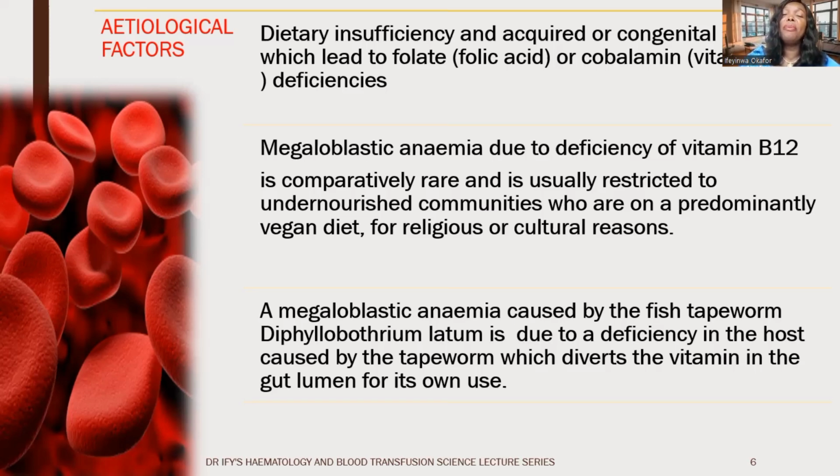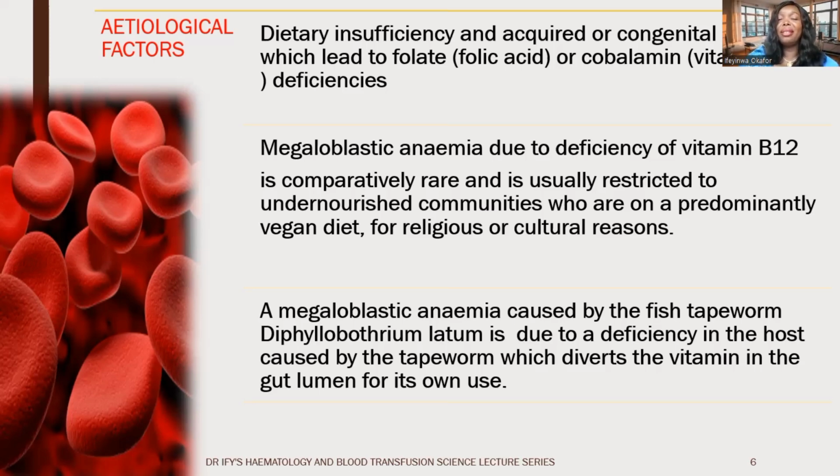And also, vitamin B12 is derived from food of animal origin. Therefore, those people that don't eat meat or fish or egg might end up developing megaloblastic anemia due to B12 deficiency. Another thing that can cause megaloblastic anemia is acquired or congenital conditions that can interfere with either B12 or folate metabolism.